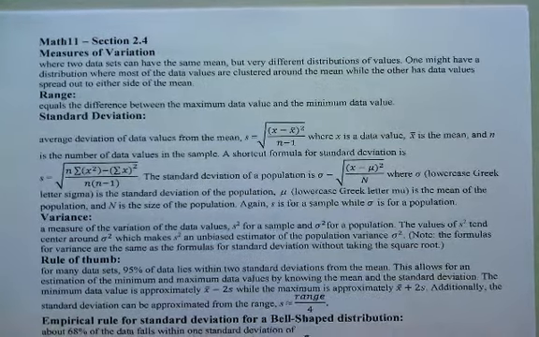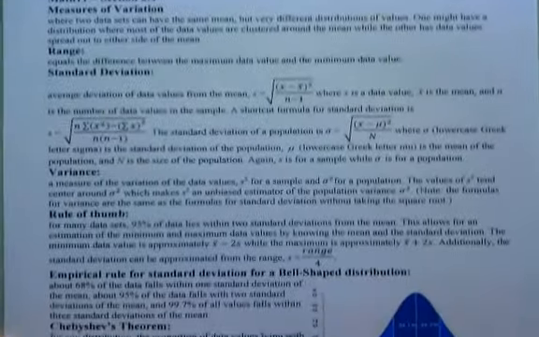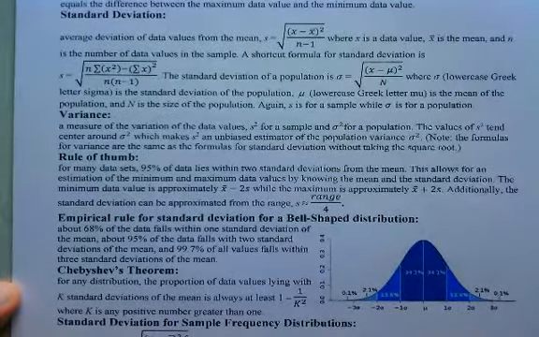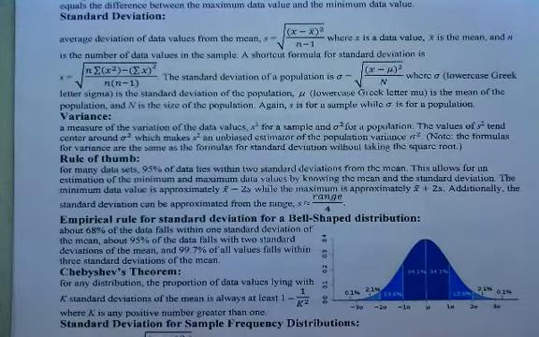Now, whereas the rule of thumb says that 95% of the data lies within 2 standard deviations of the mean, we also have what's called the empirical rule. So let me push that up just a bit. In the empirical rule, for a bell-shaped distribution, about 68% of the data falls within 1 standard deviation of the mean, 95% falls within 2 standard deviations of the mean, and 99.7% of all the values fall within 3 standard deviations of the mean.